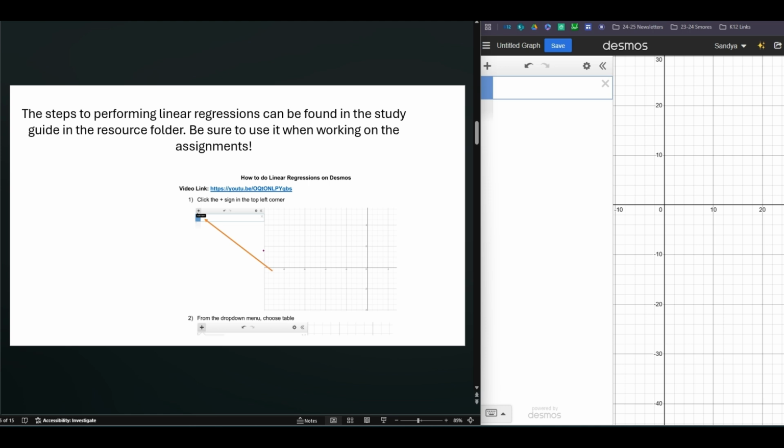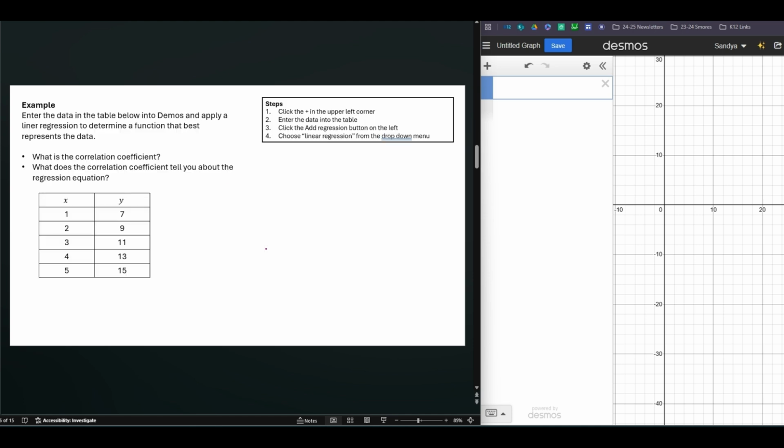The steps to performing linear regressions can also be found in the study guide that's posted in the resource folder. So make sure you're using that guide when you're working on your assignments. Let's start off with this example. Let's enter the data in this table into Desmos and apply a linear regression to determine a function that best represents this data.